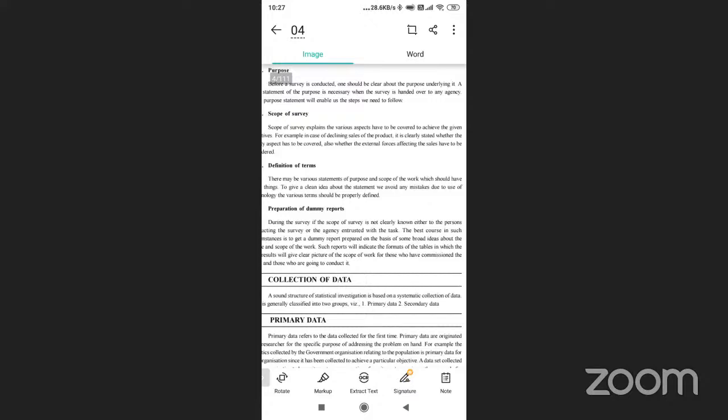Descriptive statistics deals with numerical data. Our semester 1 paper title is descriptive statistics and probability distributions. Second is applied statistics. It covers methods and techniques applied to real life situations, and it is divided into 3 types: sampling theory, quality control, and index numbers.